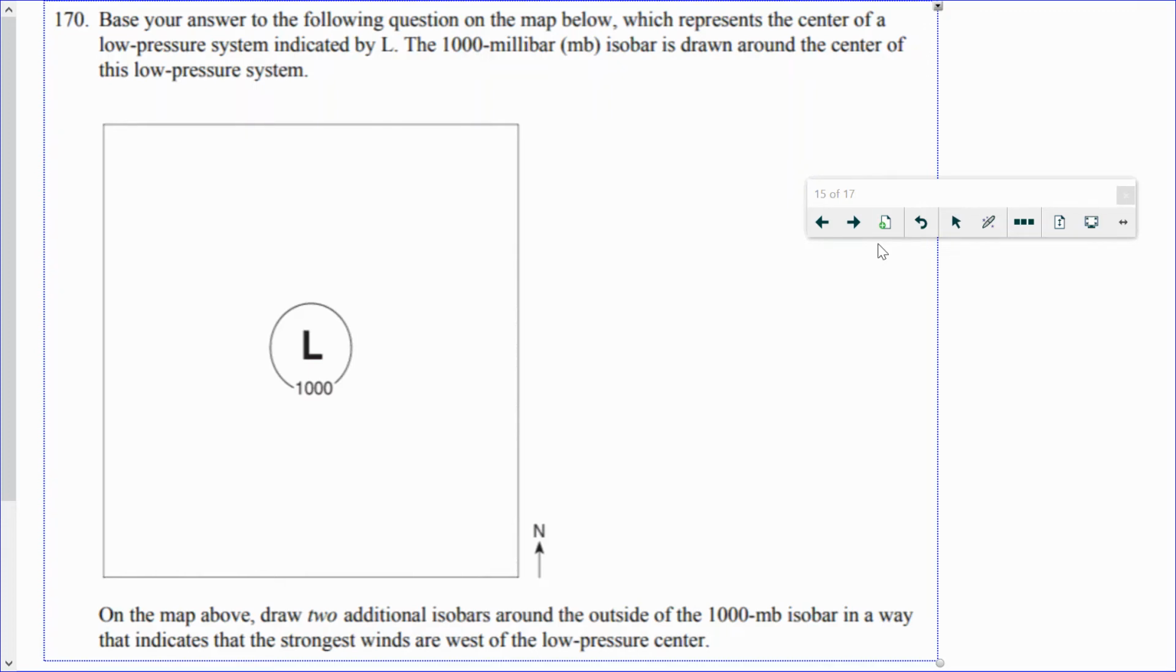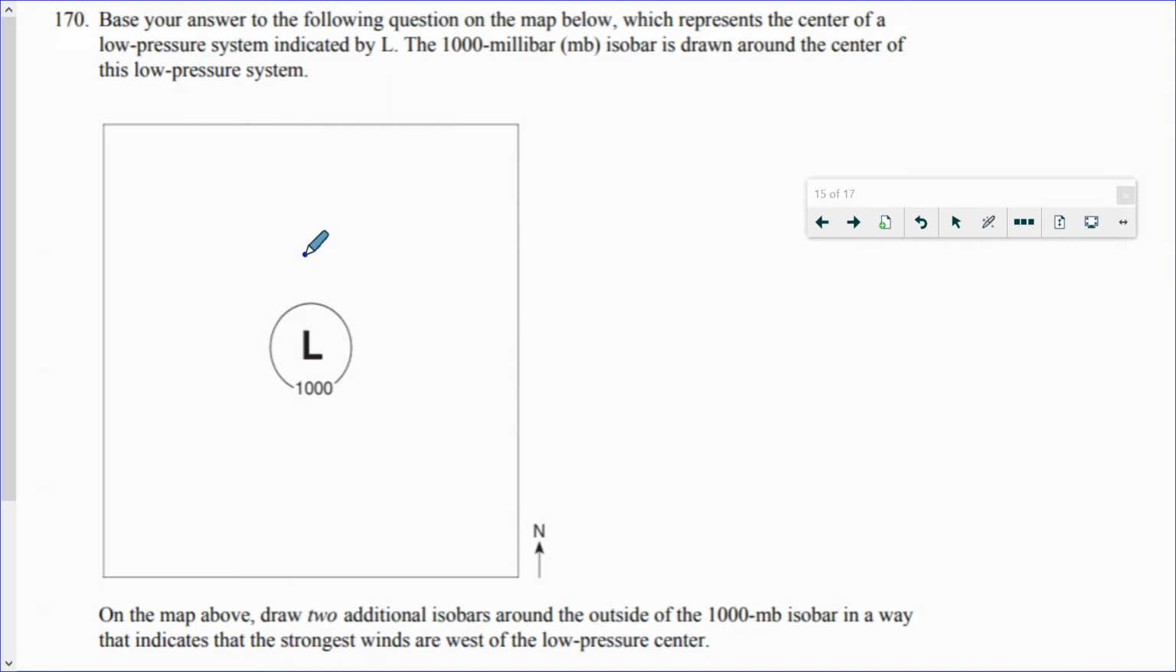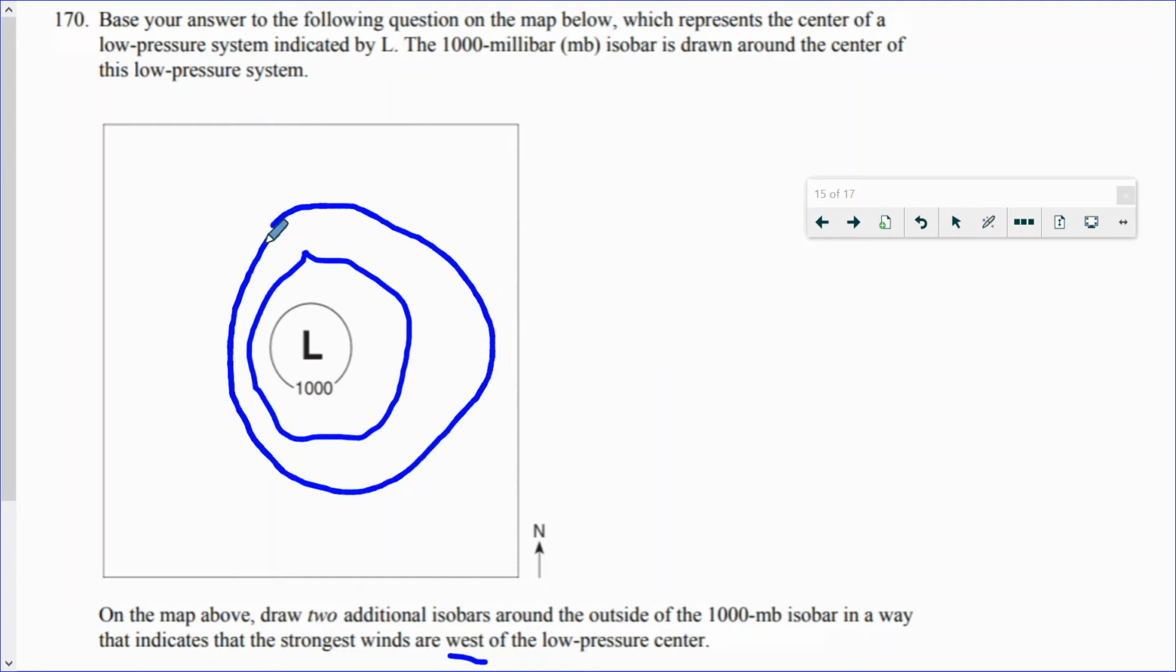This one's an interesting question, kind of difficult. They wanted you to make up two random isobars to show where the strongest winds are. When isolines are close, the gradient's the most. The west side is the strongest wind, so I would draw my isobars like this, nice and close, and then further apart. They wanted you to draw two random isobars, so I try to get them close on the west side, and then further apart on the rest. So when isolines are close, the gradient's the most. The bigger the temperature difference, the more wind you'll have. The bigger the pressure difference, the more wind you'll have. I think I just misspoke.